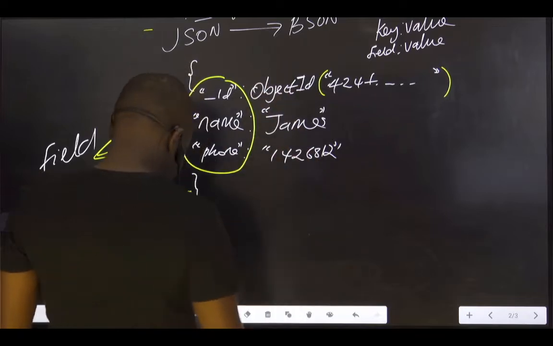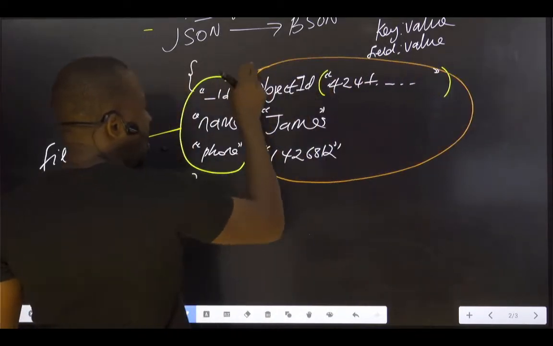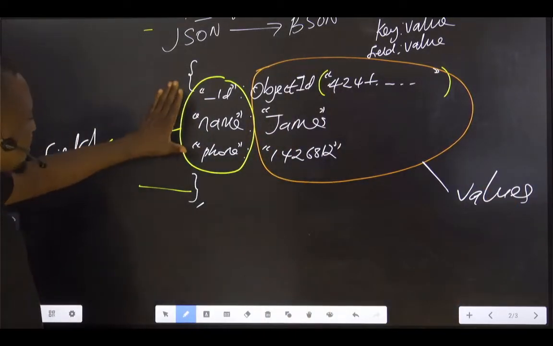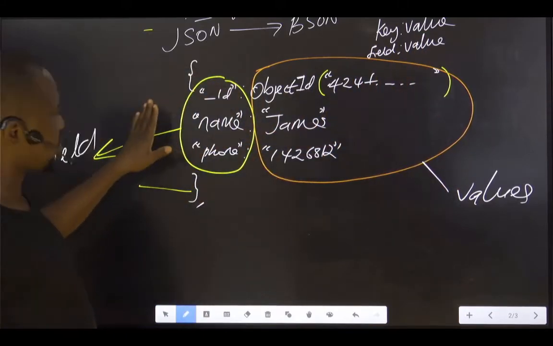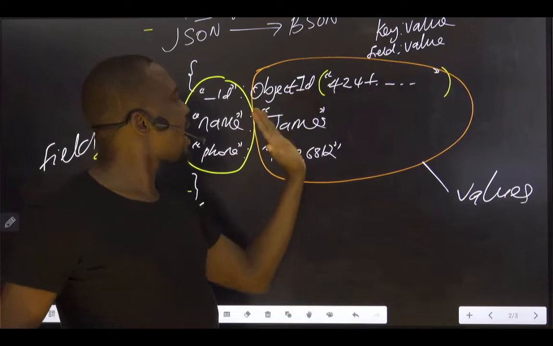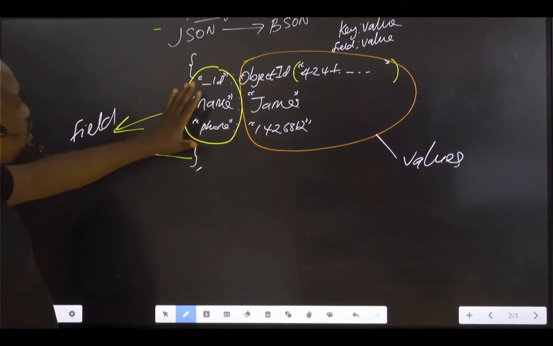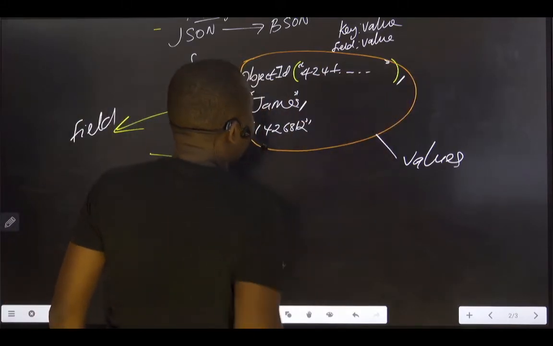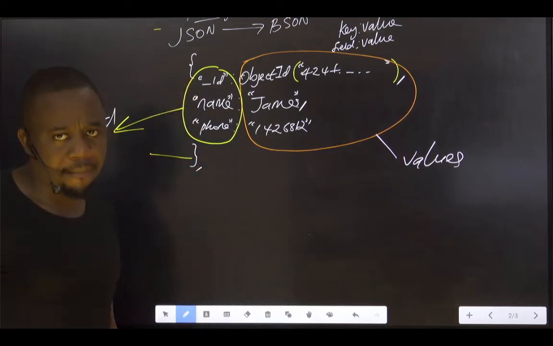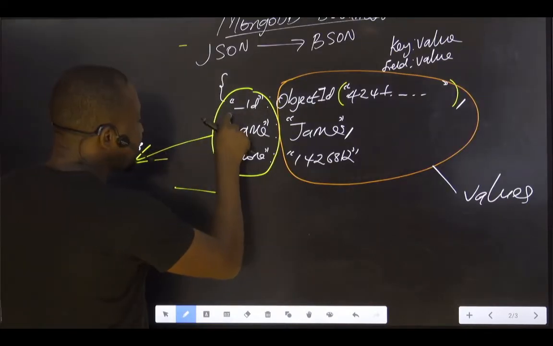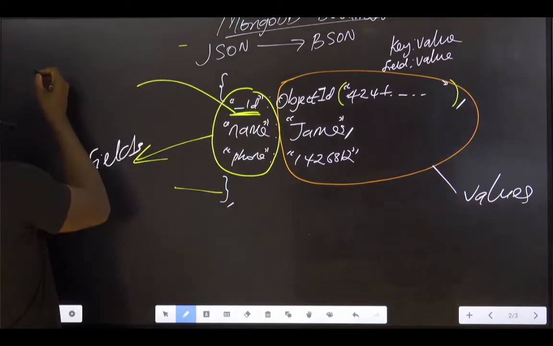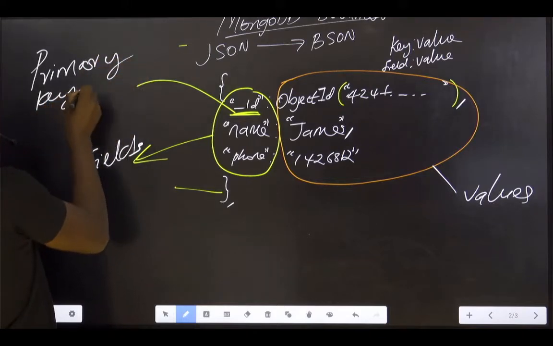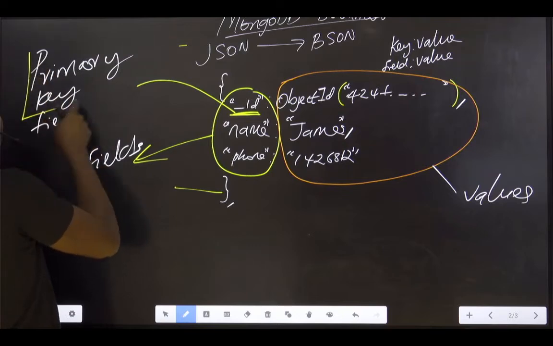All these other guys are called what? Values. Okay? As you can see, it is field-value notation. Field-value what? Notation. Or you call this guy the key, and these are the values. And this is one document. Between each of these, you put what? A comma. But this last one, don't put a comma. Okay? This first guy here is called what? The primary key field. So it is the primary key.